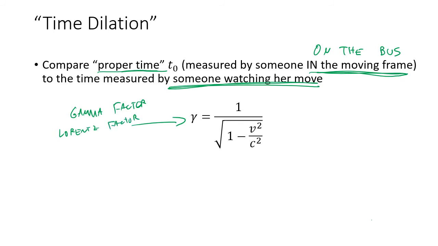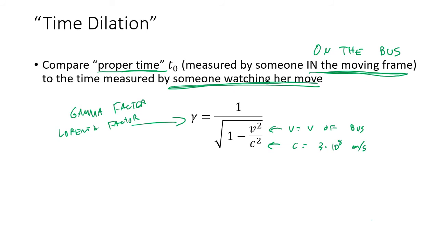It's a measure of just how much time gets distorted. What you do is you take 1 and you divide it by the square root of 1 minus v squared over c squared. V is the velocity of the bus. C is 3 times 10 to the 8th.